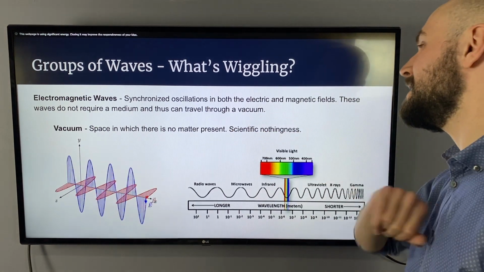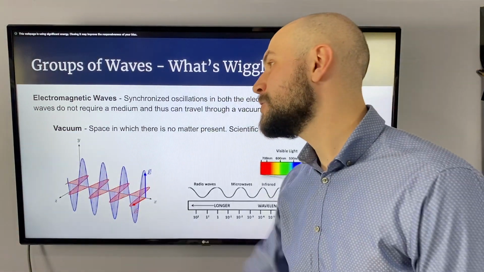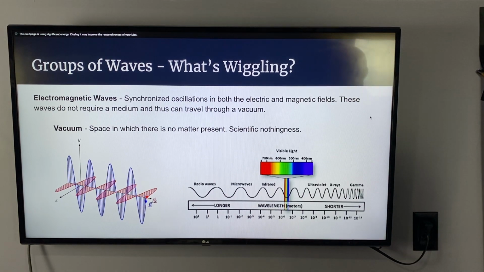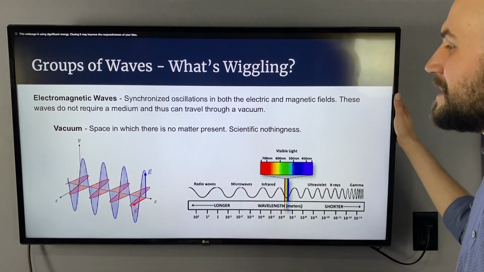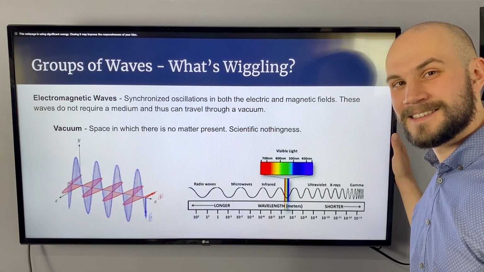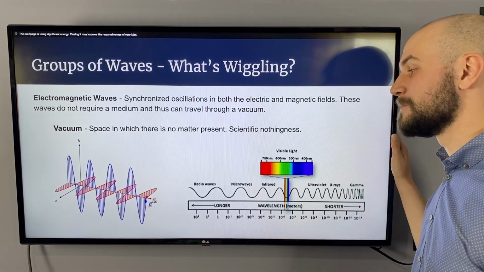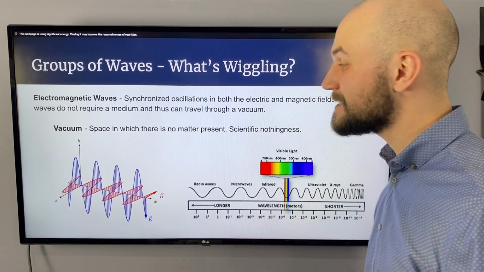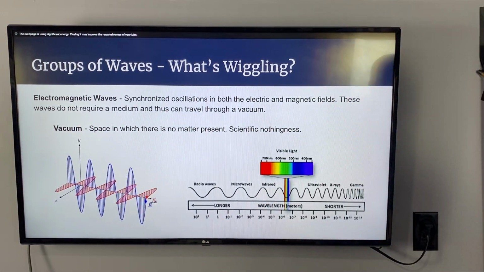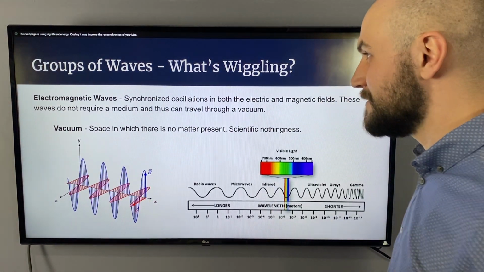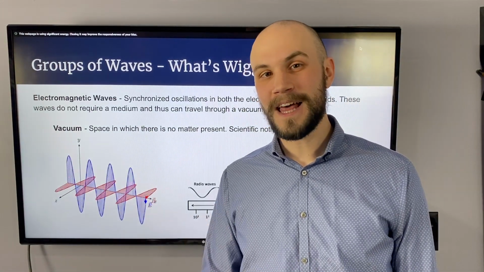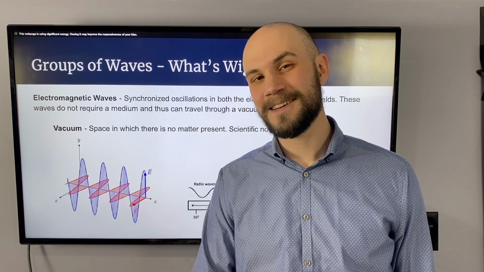Here's another key physics word here. What a vacuum is, it's a space in which there's no matter present. The way I like to think about vacuum is scientific nothingness. There is nothing inside of a vacuum. But even within that nothingness, electromagnetic waves can still propagate. Electromagnetic waves, in normal terms, is just light. Any type of light is an electromagnetic wave.